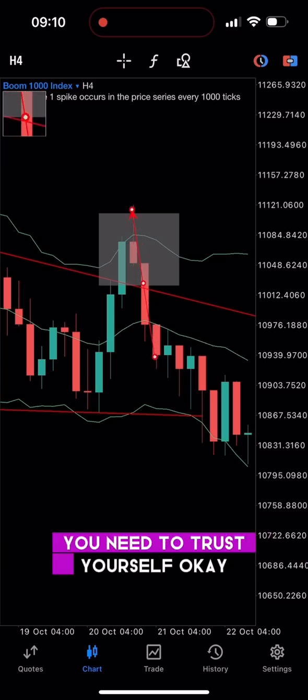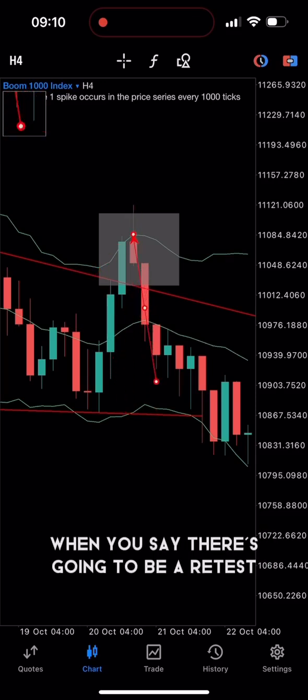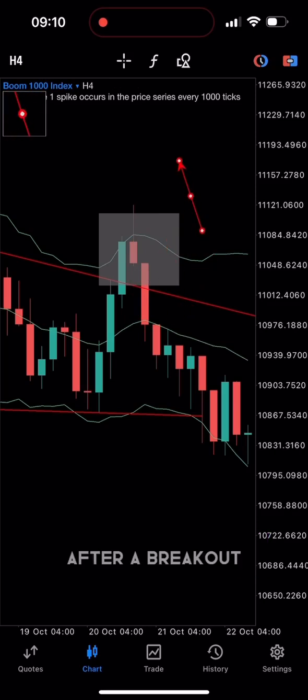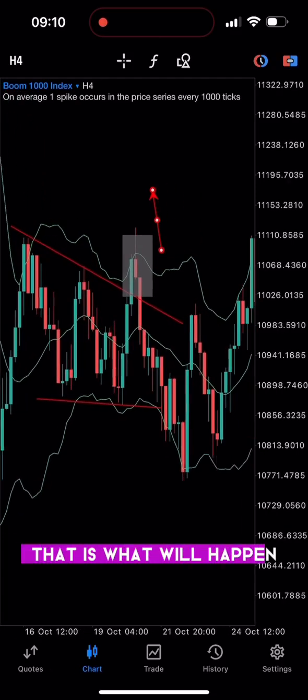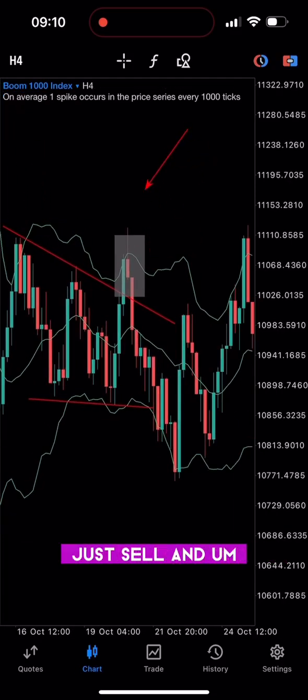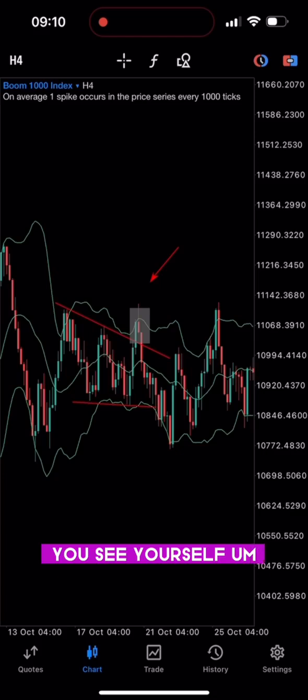You need to trust yourself, okay? When you say you're going to sell, you need to sell, okay? When you say there's going to be a retest after a breakout, then that's what is going to happen, okay? That is what will happen. Just sell and leave the market for a while. This is 4 hours. You just count 4 hours, come back after 4 hours. You see yourself taking your profit, because that's what usually happens.